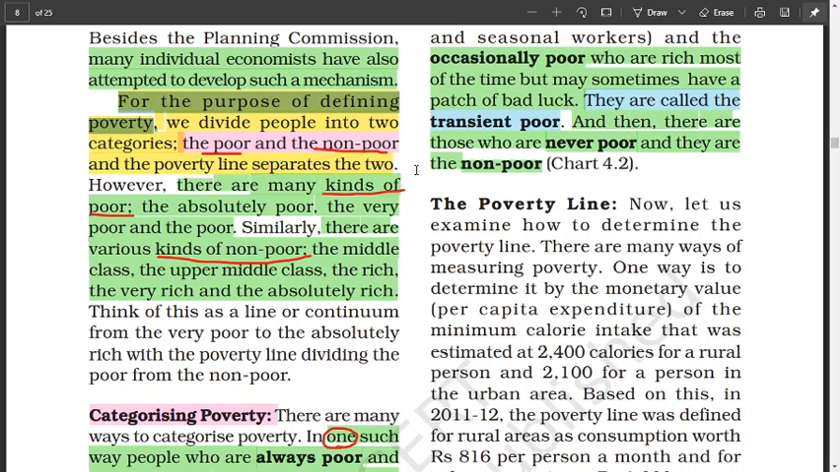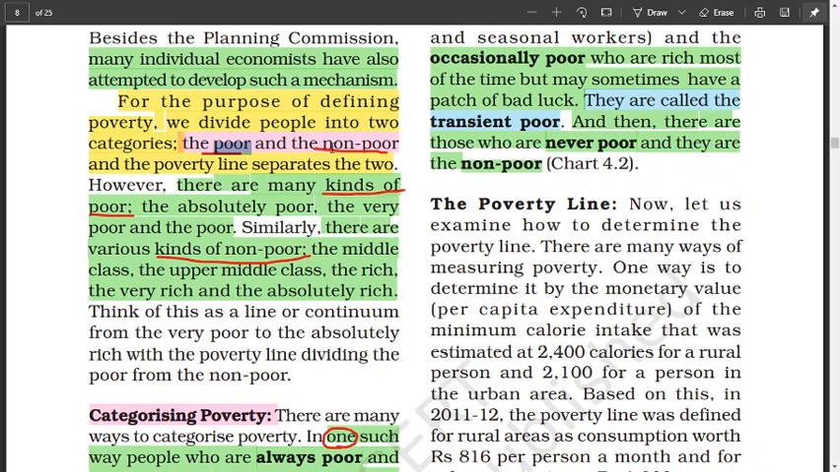But among the group of the rich, there are other non-poor which are not so rich. There are many kinds of poor. If you look at the first one, poor first, there are poor people, and there are many kinds of poor. Absolutely poor, the very poor, and the poor. Three types of poor.